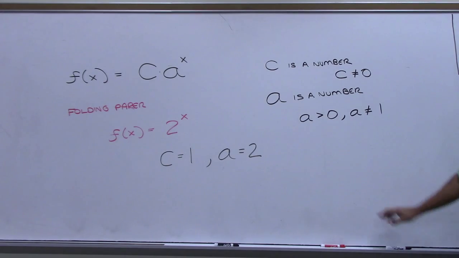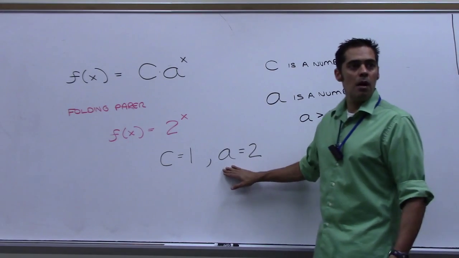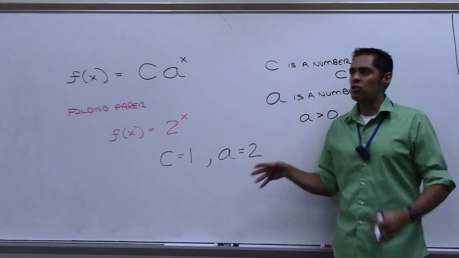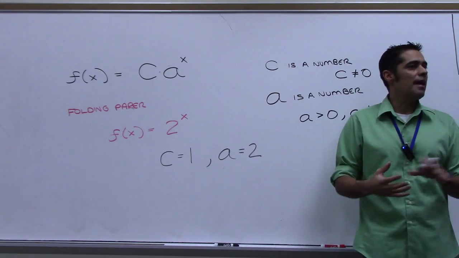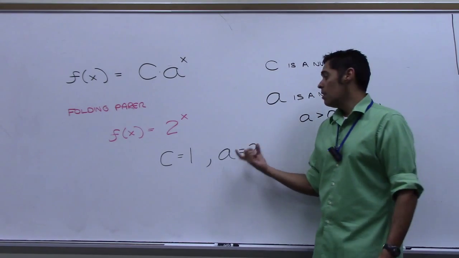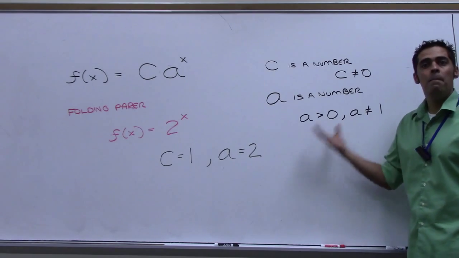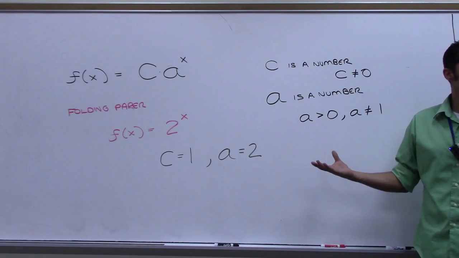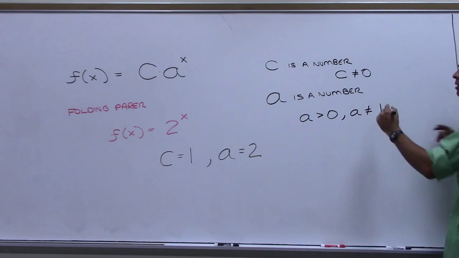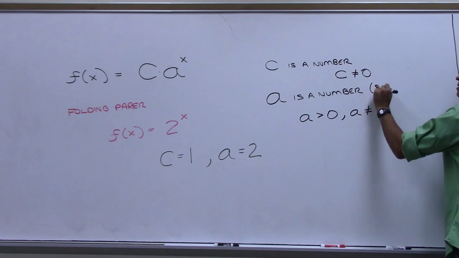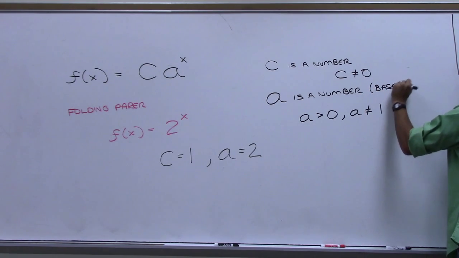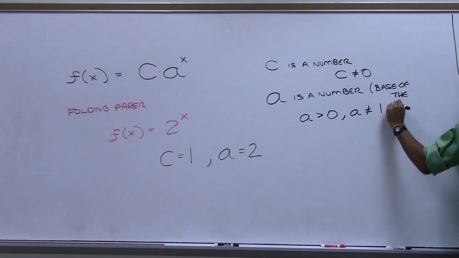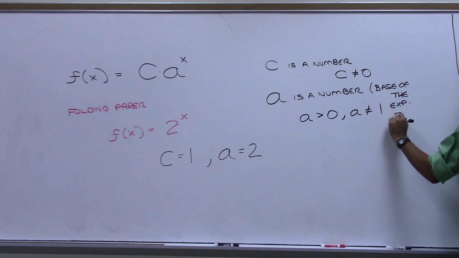The a is a very important number in the problem because it's going to actually dictate how the function behaves. It's the most important number, so we have a special name for it. It's called the base of the exponential function. So this a right here is the base of the exponential function.